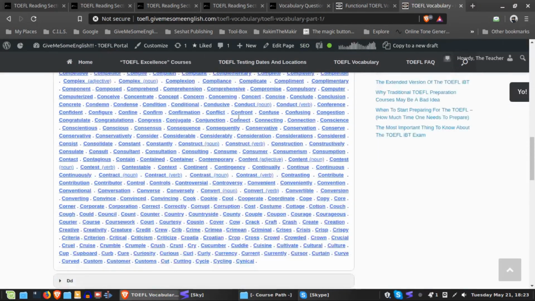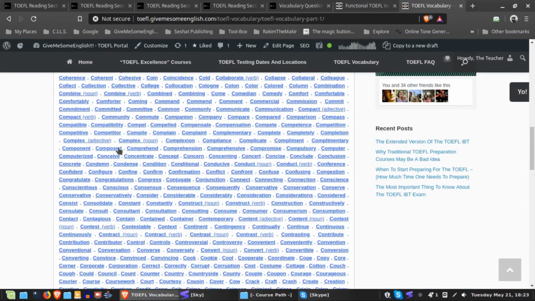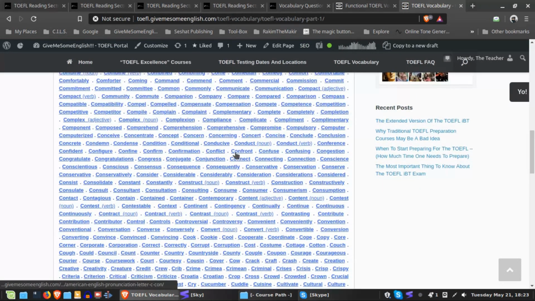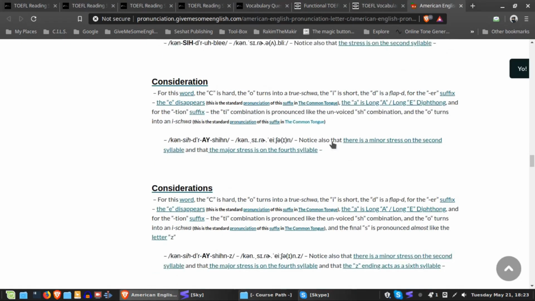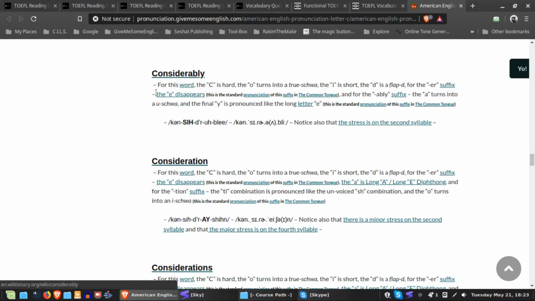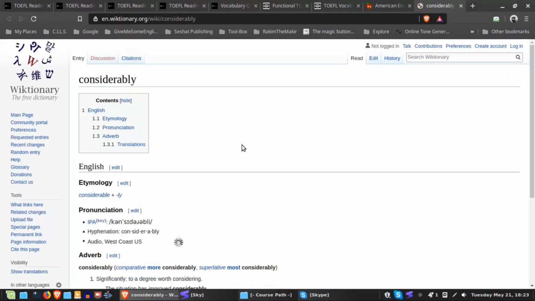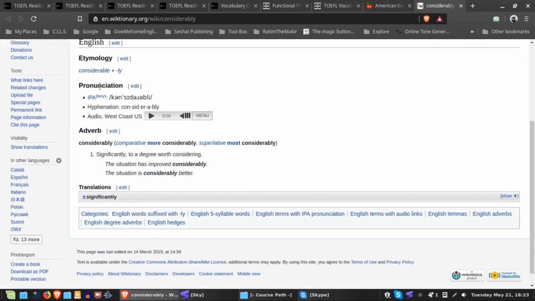So this is one of the categories that has a lot of words, but you can find the word pretty quickly. So let's say that the word is considerably. Well, you click on that. It takes you to the pronunciation portal with the actual word. It tells you exactly how to pronounce the word with a lot of extra information. You click on the word itself. It takes you to the Wiktionary page where you get the definition.